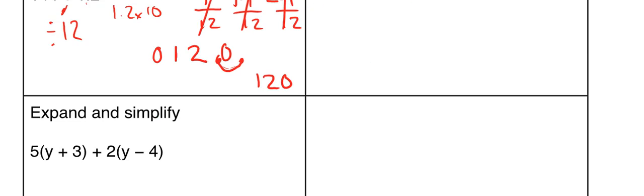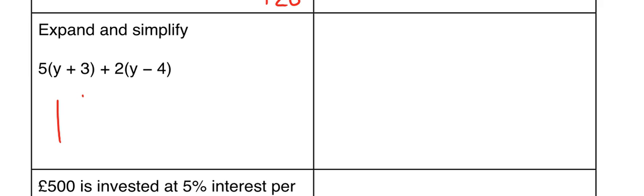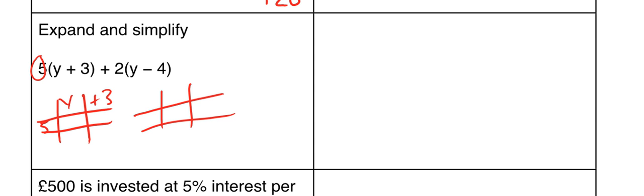Right, we're going to move on to the next one, expand and simplify. So I'm going to use my grids. Outside the bracket goes here, 5 and y plus 3. And my other grid, I'll do a bit later on, is 2 outside the bracket, plus 2, and y minus 4. So 5 times y is 5y, 5 times 3 is 15 and it's plus, 2 times y is plus 2y, 2 times 4 is 8, and this one's a negative.